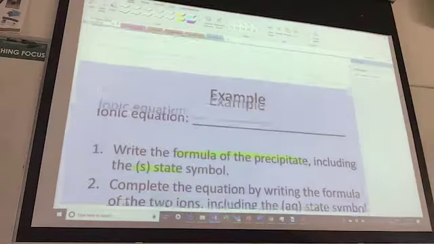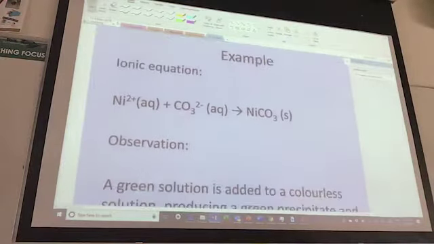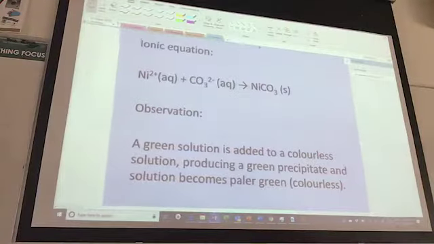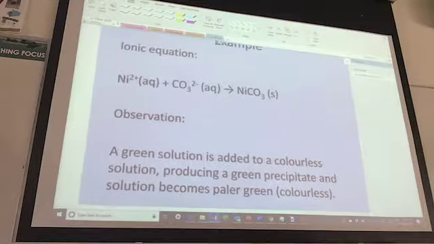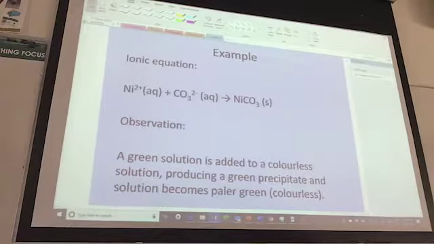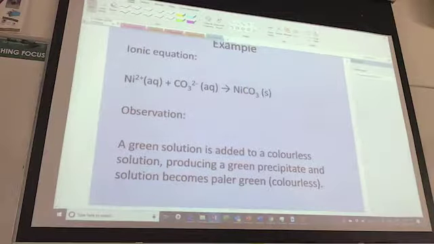All right. So there we go. The ionic equation, what we had before. We have nickel 2 plus in solution plus carbonate in solution goes to nickel carbonate, which is a solid. The observation: a green solution is added to a colourless solution producing a green precipitate, and the solution becomes paler green, so it's going colourless.